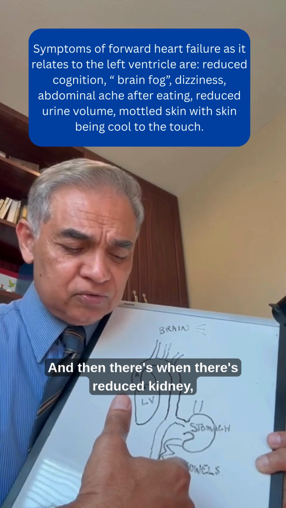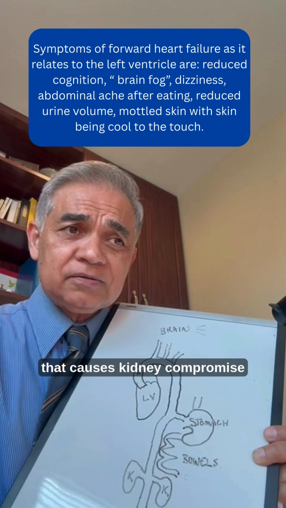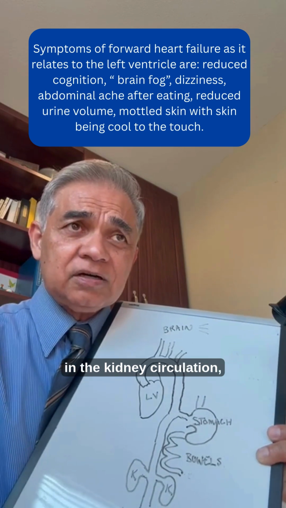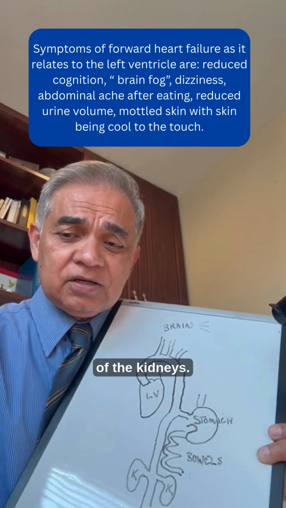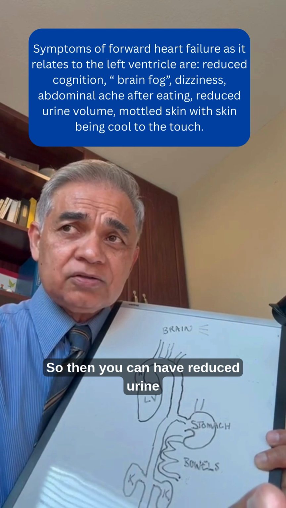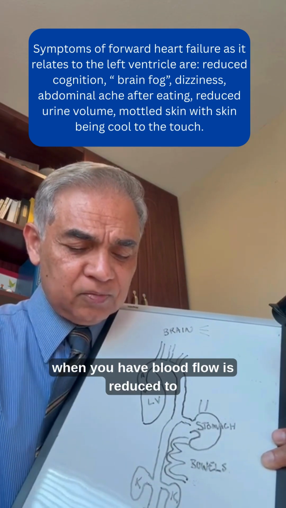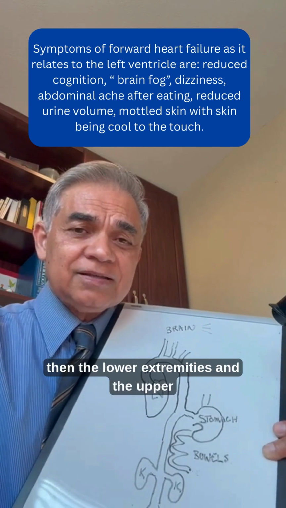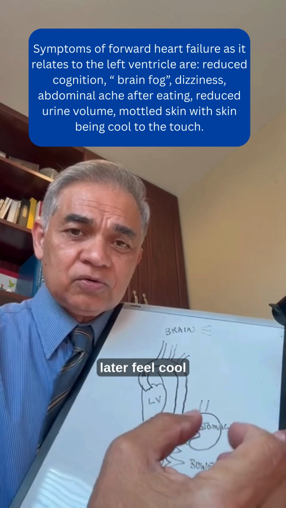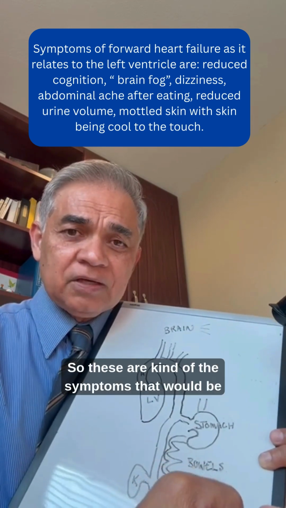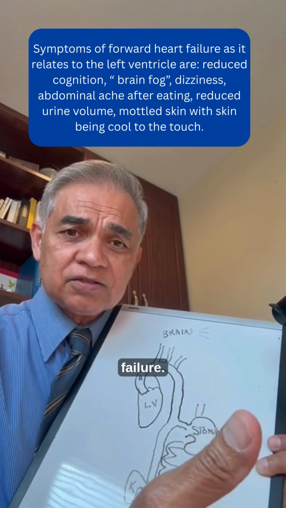And when there's reduced flow to the kidneys, that compromises the kidney circulation and reduces the function of the kidneys, so you can have reduced urine production. And finally, when blood flow is reduced to the extremities, the lower extremities and later the upper extremities feel cool and clammy. So these are the symptoms that would be characteristic of forward heart failure.